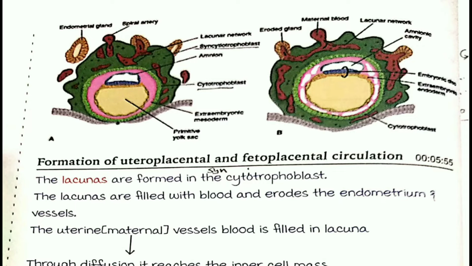In this diagram we can see the primitive yolk sac or the primary yolk sac, which is formed by the hypoblast and Heuser's membrane, and this is the amnion and the amniotic cavity, which is formed by the epiblast. And the trophoblast: we can see the cytotrophoblast, which is single nucleated with a well defined membrane, and this is the syncytiotrophoblast, which is multinucleated and has no well defined membrane.